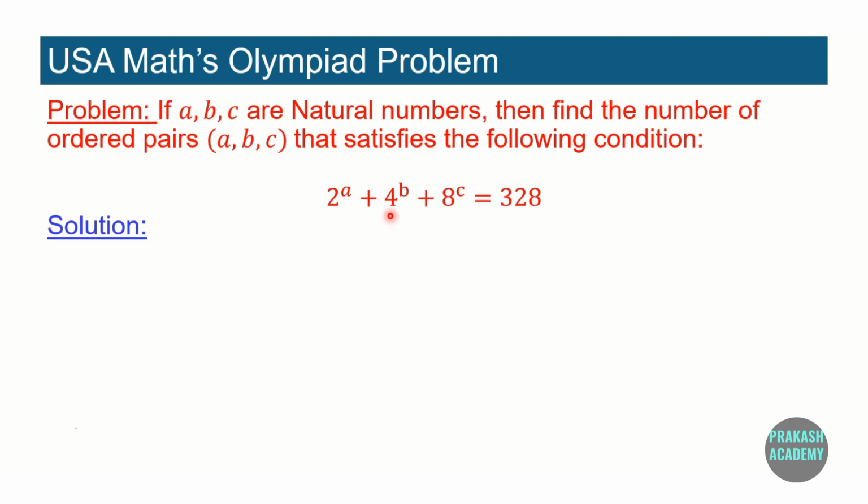Now if you see, 2 is an even number, 4 is an even number and 8 is an even number. In fact, the right side also is an even number. 4 can be written as 2 squared, 8 can be written as 2 cubed. So I will use this idea to solve this problem.